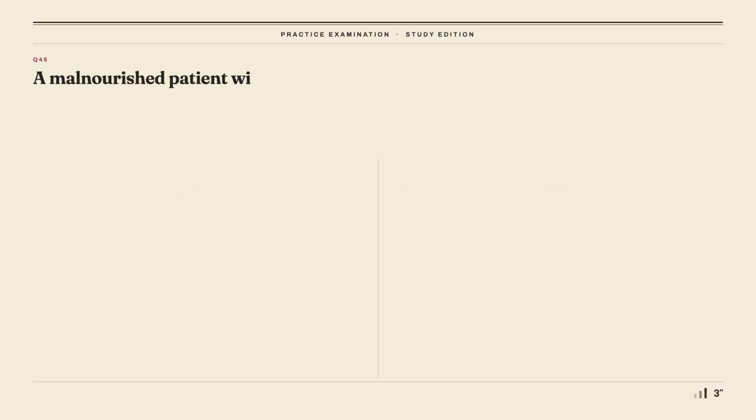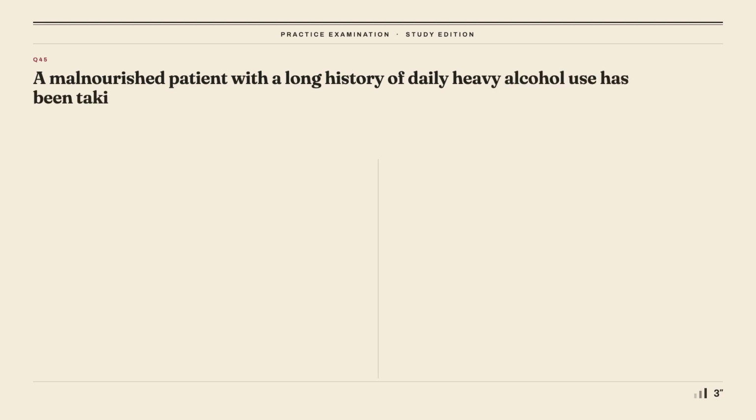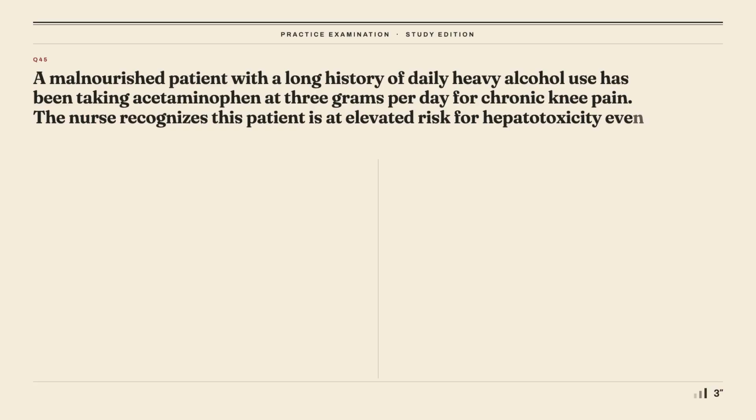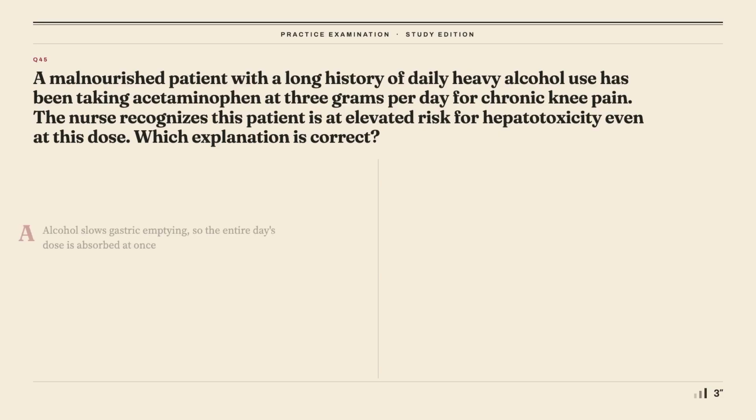Question 45. A malnourished patient with a long history of daily heavy alcohol use has been taking acetaminophen at 3 grams per day for chronic knee pain. The nurse recognizes this patient is at elevated risk for hepatotoxicity even at this dose. Which explanation is correct? Your options are: A.